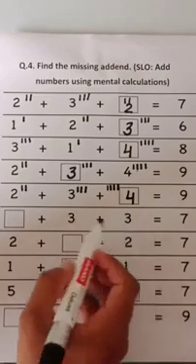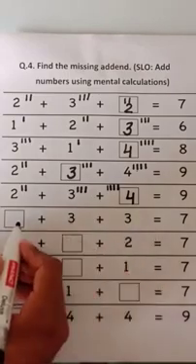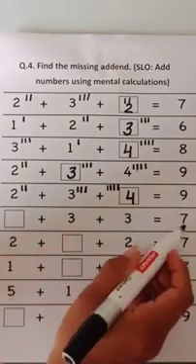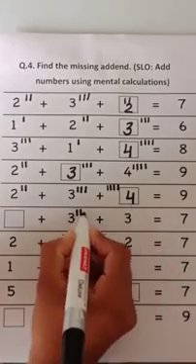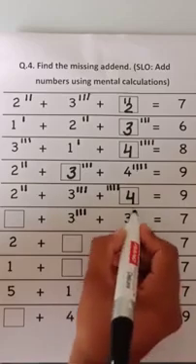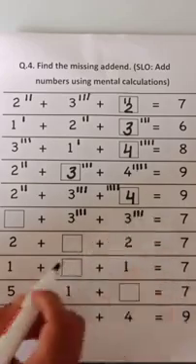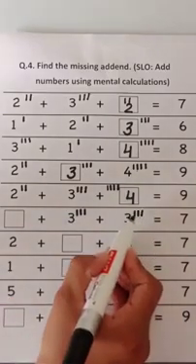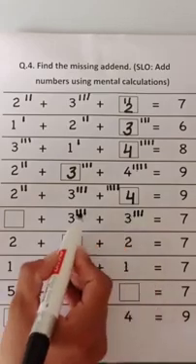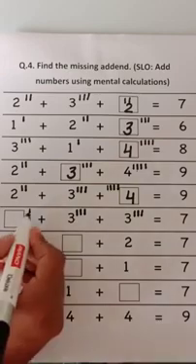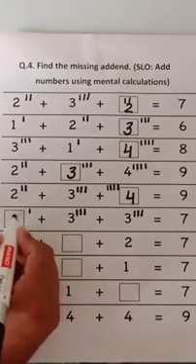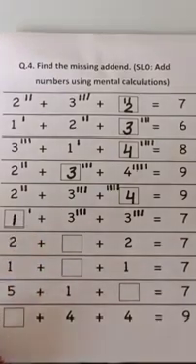Next, we have 2 numbers. We have to find the third number to make it equal to 7. Here, the first number is 3, so I'll draw 3 lines. Again, 3 lines. 1, 2, 3, 4, 5, 6, 7. Here we have 1 line, it means the number is 1.